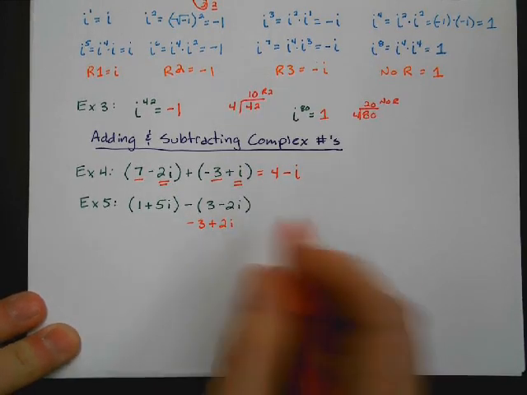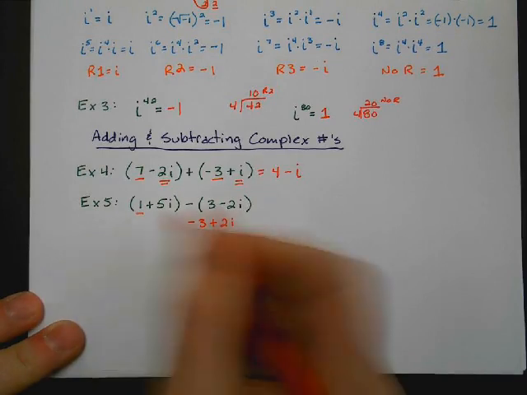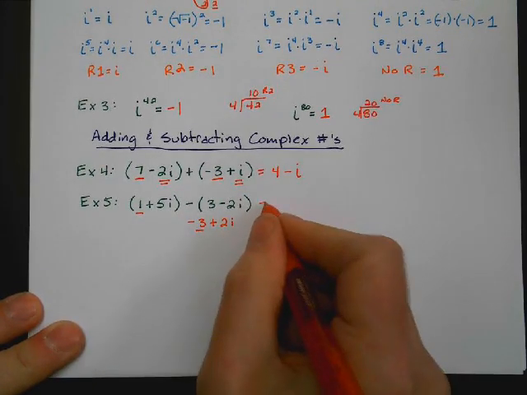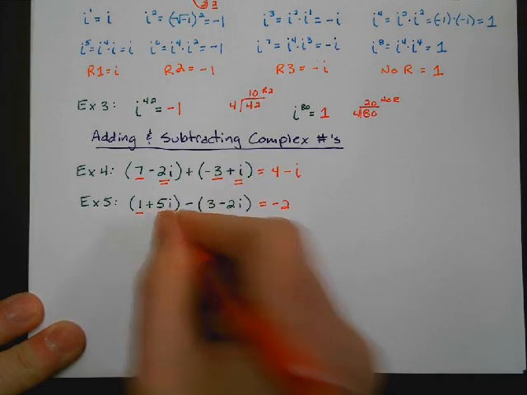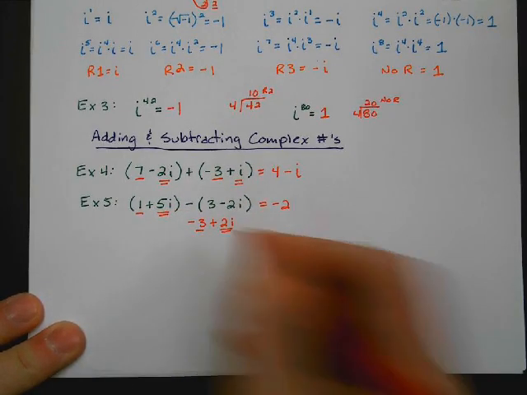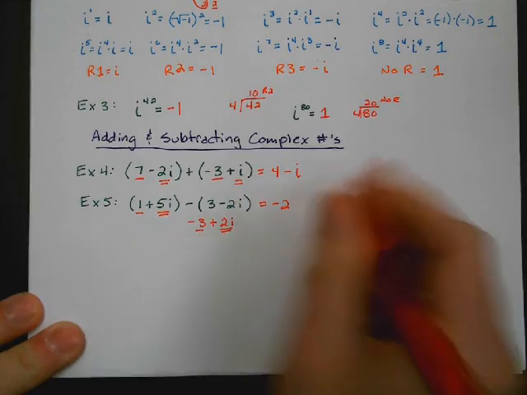And now we'll just combine our like terms. 1 and negative 3 are like terms. That gives me negative 2. 5i and 2i are like terms. 5i plus 2i is 7i.